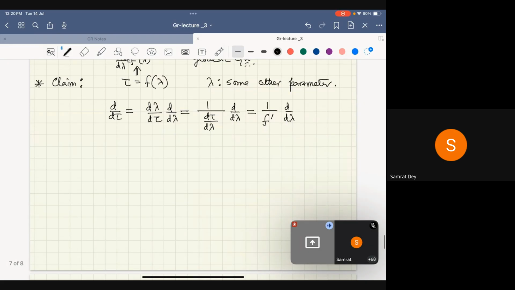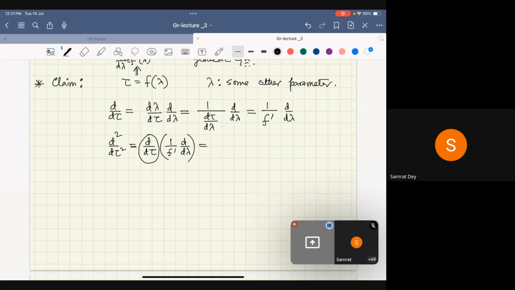Now I will write d2 d tau 2, which is d d tau of 1 by f prime d d lambda. And if you do the algebra, it will turn out to be, first this d d tau will operate on 1 by f prime, and it will give me... sorry, let us first assume that... okay, let me write another step.